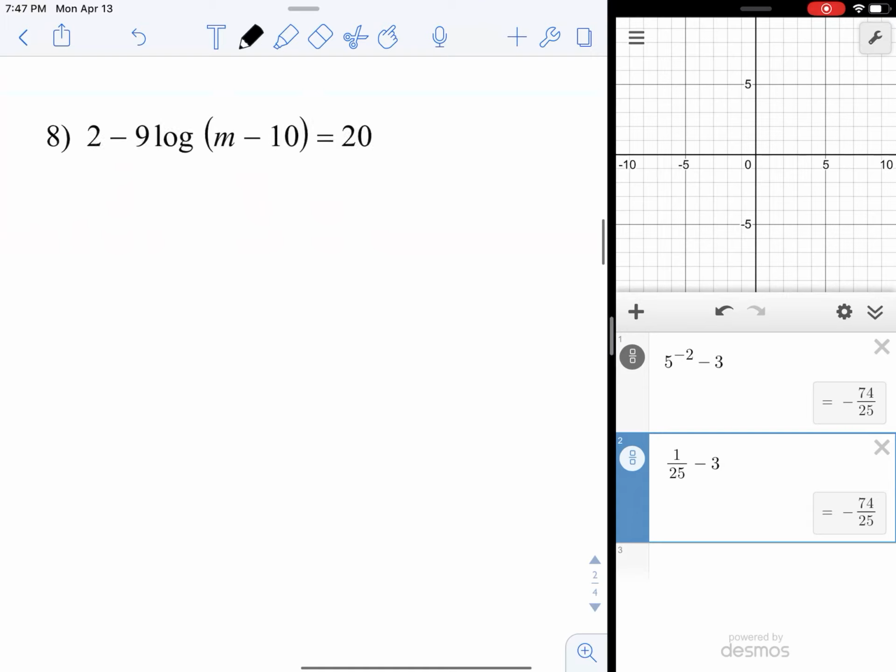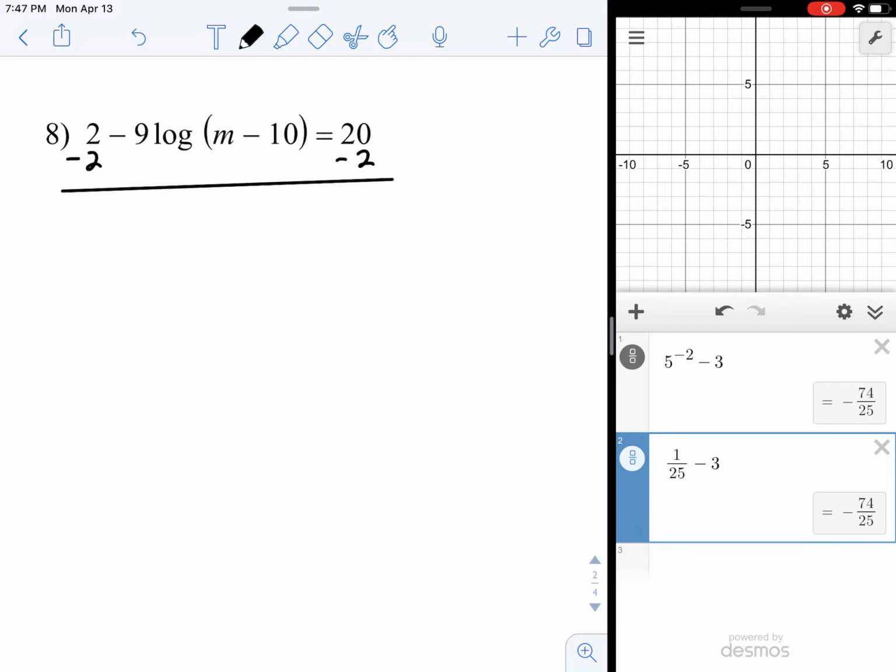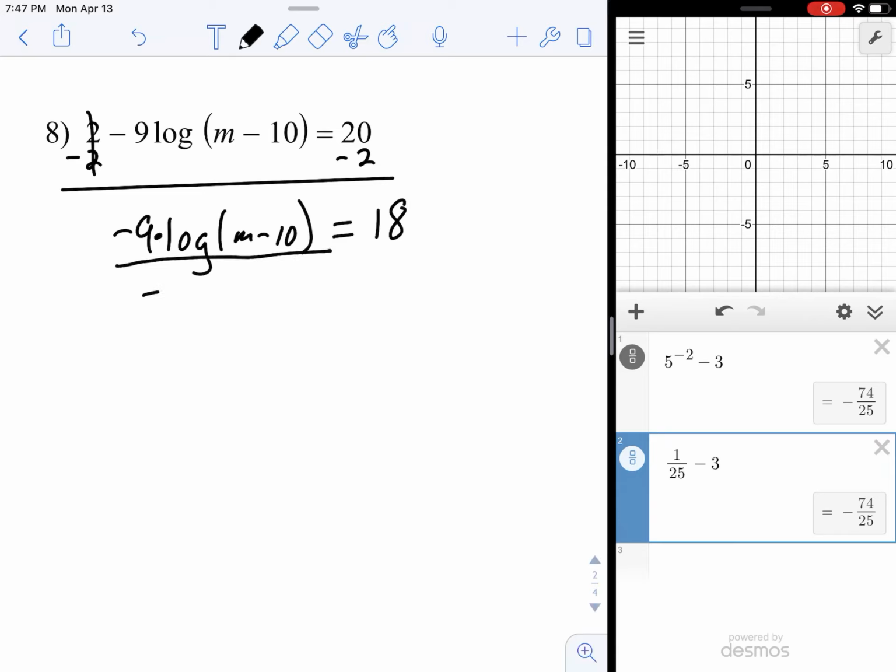Number 8. So the steps to solve this. I need to cancel this 2 by subtracting it, just like you would in any other sort of equation. That's going to be 18. This negative 9 is multiplied by log. Now you might look at the negative and say, oh, minus 9, I need to add 9. Nope, it's times. You have to do the opposite of the operation there and divide by negative 9. To cancel that out, divide this by negative 9. 18 divided by negative 9 is negative 2.